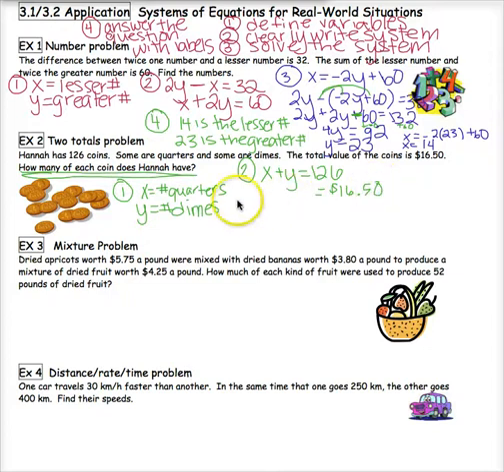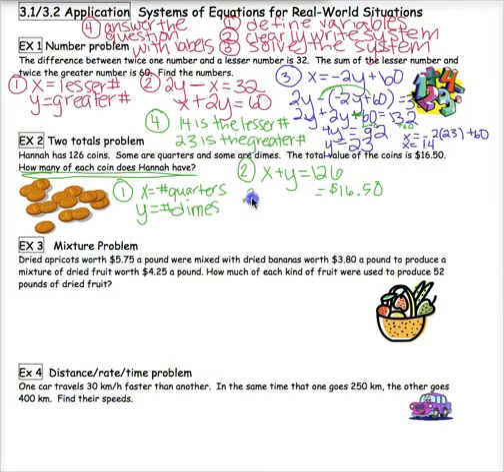However, some people get confused about what goes over on the left. You can't just put x plus y again, because it's not the number of quarters plus the number of dimes that equals $16.50. It's the value of the quarters plus the value of the dimes that equals $16.50. So we're writing one equation to represent the number, and a second equation to represent the value. Because you know the value of quarters and the value of dimes, you should be able to get this.